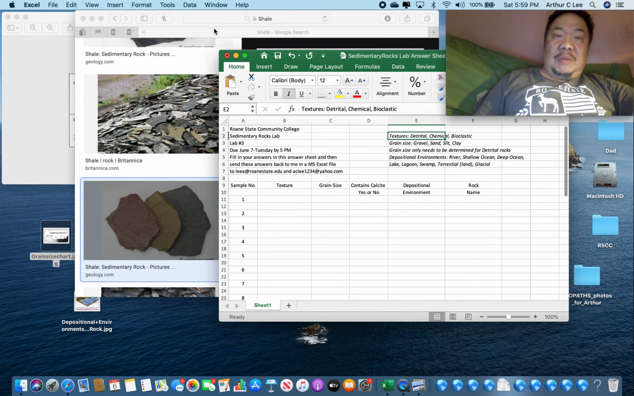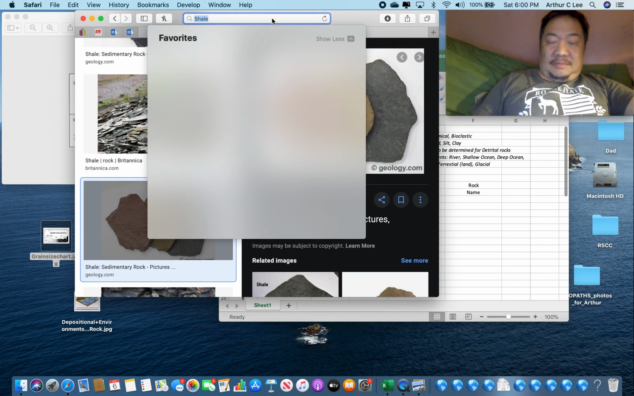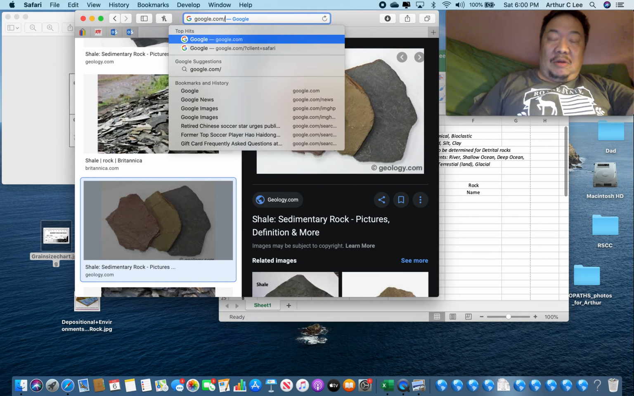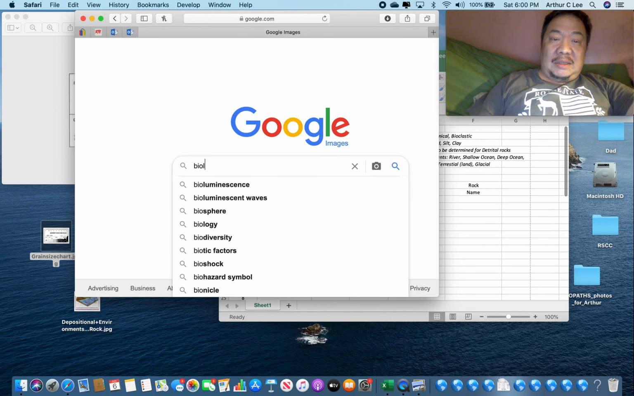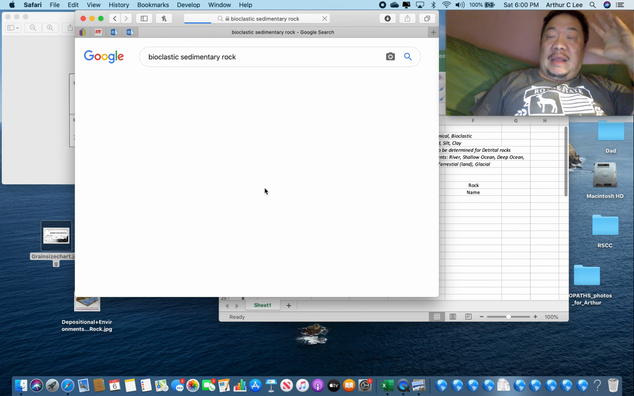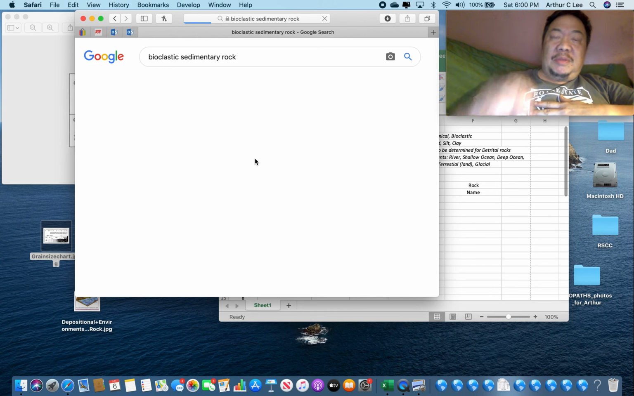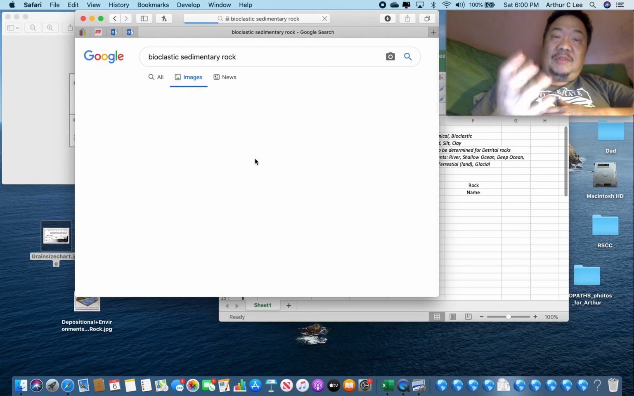The other sedimentary texture that you're going to see is called a bioclastic sedimentary rock. Bioclastic. Bioclastic sedimentary rocks. What does bio mean? It means it has living things in it. And I'm going to show you some examples of rocks that are bioclastic sedimentary rocks. That means they're made of living things.